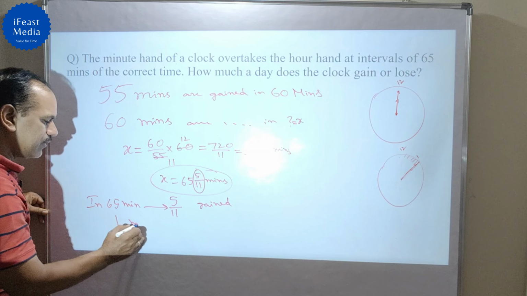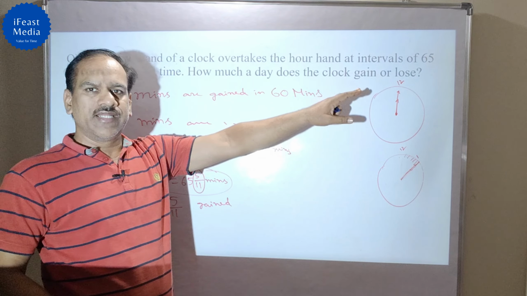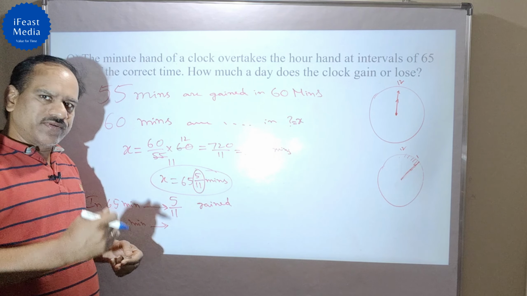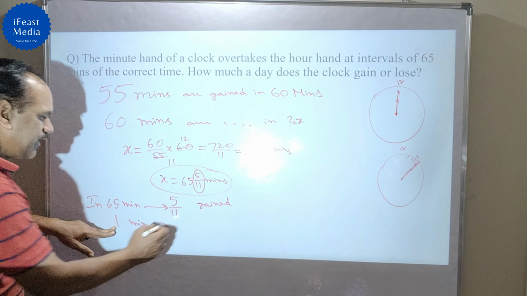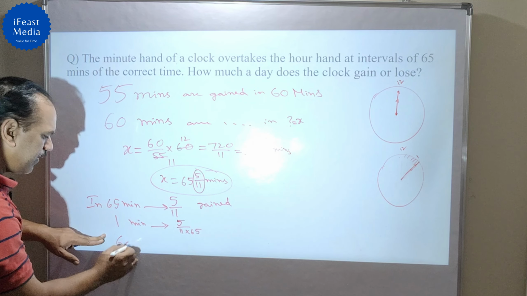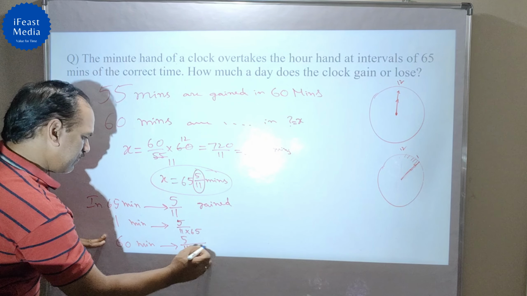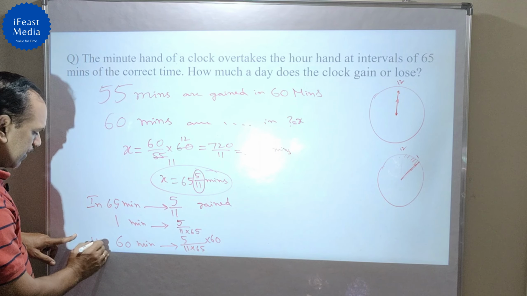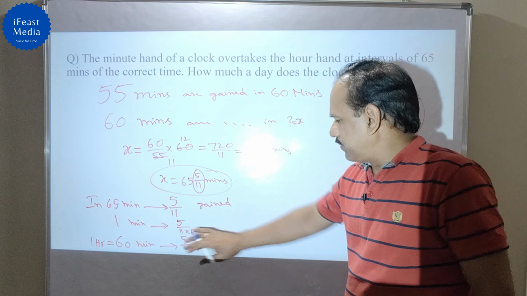In 1 minute, why are we finding in 1 minute? Because you are asked to find how much total gain in 24 hours in a day. So you need to calculate it for 24 hours, meaning you should get it for 1 hour and 1 minute. Right? In 65 minutes it's 5 by 11. In 1 minute it is 5 by 11 into 65. In 60 minutes it is 5 by 11 into 65 into 60. In 60 minutes means 1 hour. So in 1 hour it is this much of gain.